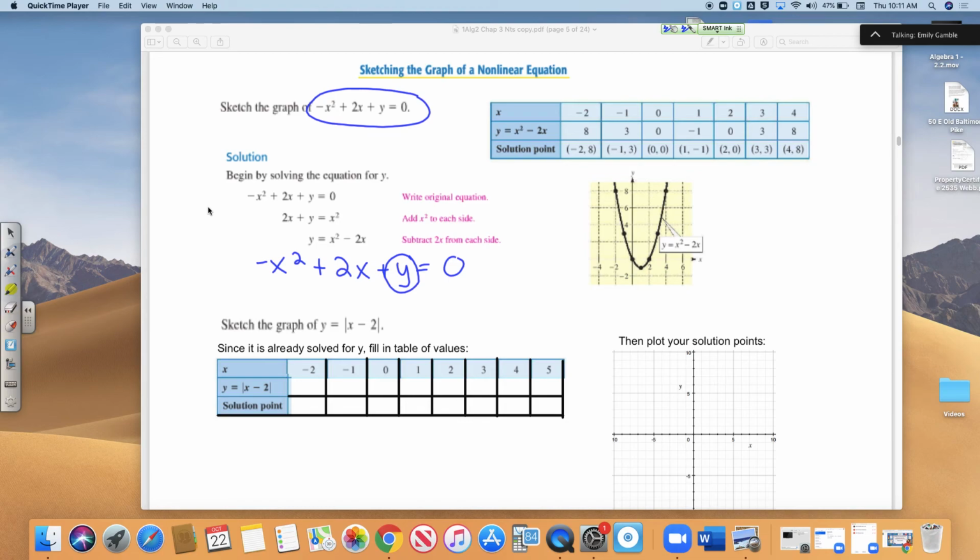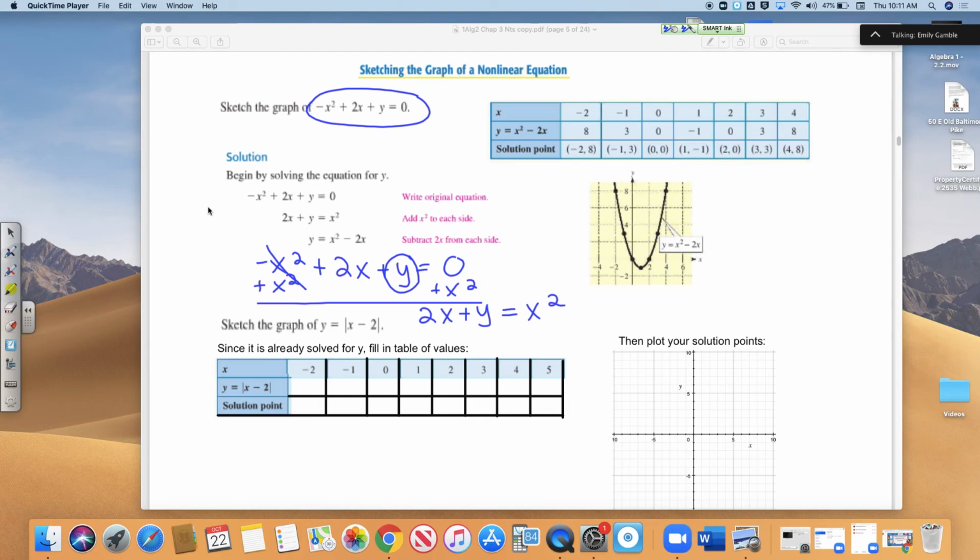To do that, you do the opposite of what it is. So like if it's a negative, you would add. If it's a minus, you would add. If it's a positive, you would subtract. So to move -x squared to this side, I'm going to add x squared. When I do that, these go away, and I'm left with 2x plus y equals x squared.